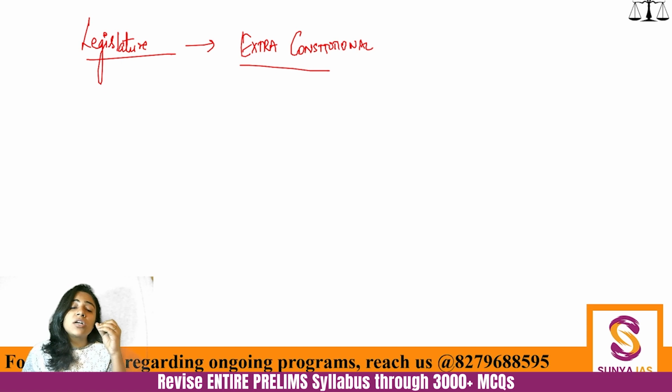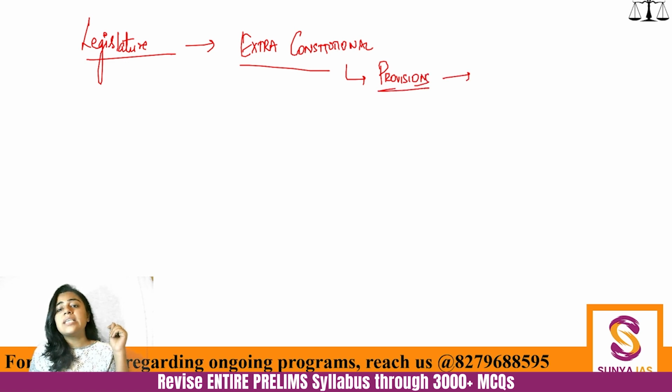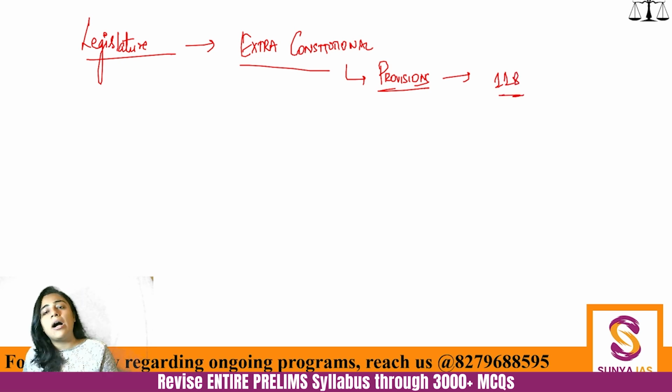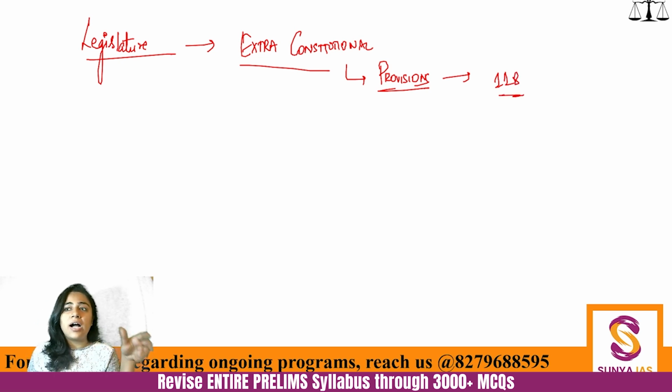However, the constitution at various times makes provisions for the formation of these committees. So for example, Article 118 gives the power to the respective houses to manage their own procedures and rule of procedures, etc. So this is very important that you should know that they are extra constitutional. So please write this down.